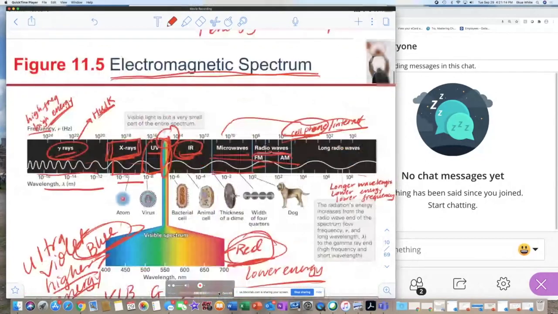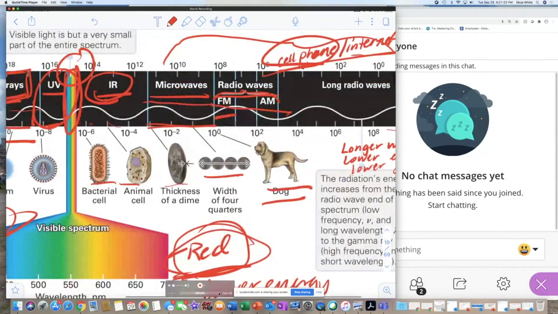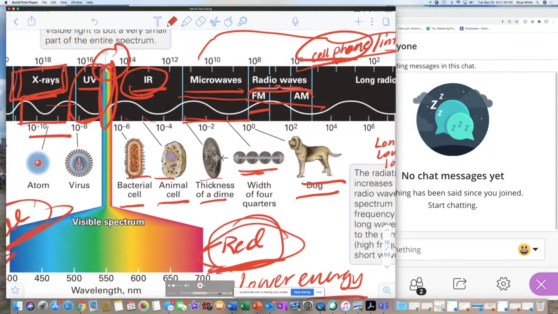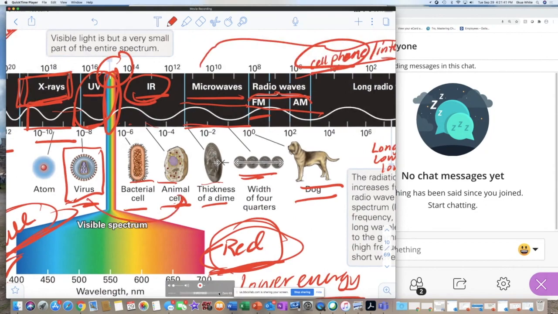And of course, down here they have pictures of objects, and you see right here, objects based on size. So you can see here, dog is really big. You have quarters, you have a dime, thickness, animal cell, bacterial cell. So between these two, animal cell is bigger than bacterial cell. And then of course, this year 2020, the year of the virus. I won't even, you know what? Yeah, just moving on. Virus right there that can infect animal cell and bacterial cell, then you have the atom. So this is just showing you that the atom is a lot smaller than the virus, okay?